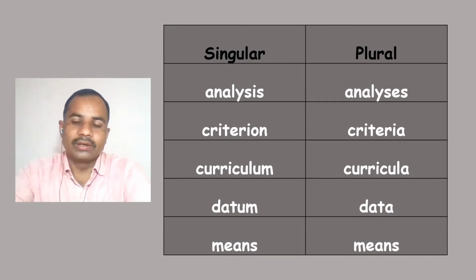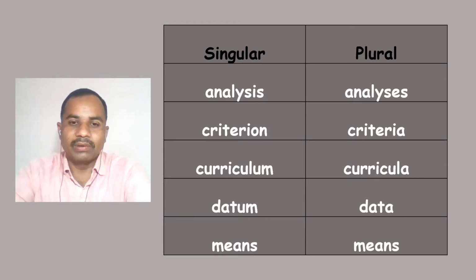Let's go further. Now here we have analysis, then criteria. We have curricula, datum, data. We have means, and it remains means. So one by one, this analysis. So we have a vowel change. This i from analysis converts into e sound, the e alphabet, I mean.